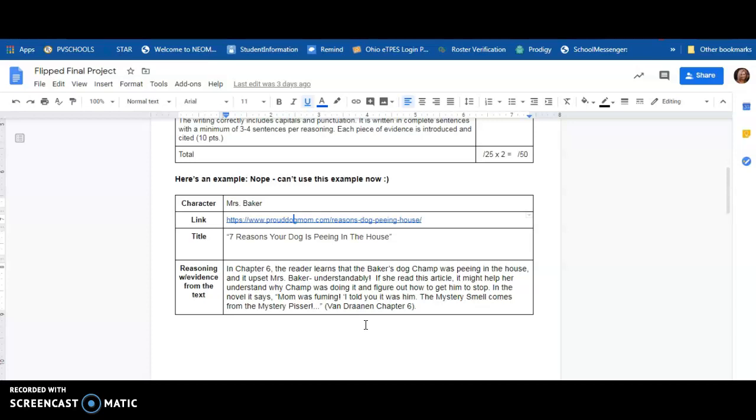So kind of pretend like you are almost buying a gift for these characters, a gift of an article, a gift of a book of some sort, and really think about what their personality traits are and the things that they are into. Or, like in my situation right here, I'm sure she's not really into reading articles about dogs peeing in houses, but this would have made her understand Champ, and probably what happened to him before he arrived at their house, which was clearly some abuse based on how he was behaving at the time.